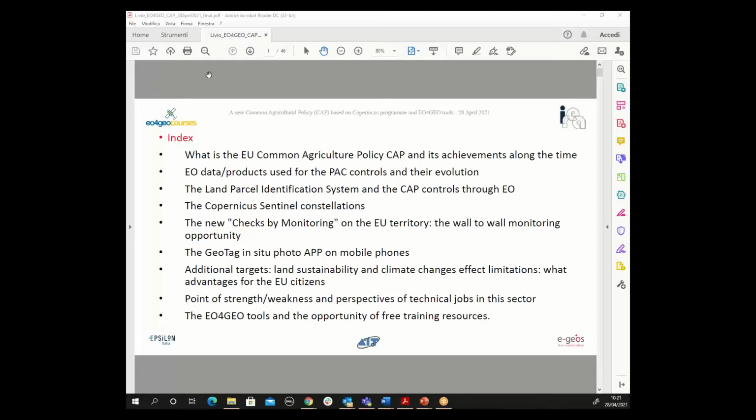Then we are going through this policy, not only for agriculture, but also for agro-environmental protection and climate change fighting. And at the end, we will get some information concerning the new job possibilities opened by this important policy, which is strictly related to the technology, especially remote sensing and geomatics. Next, please.